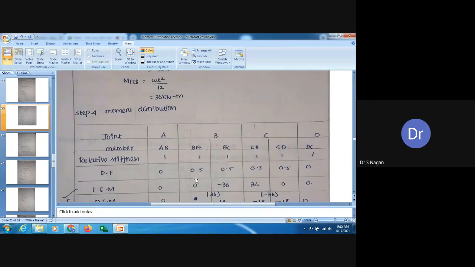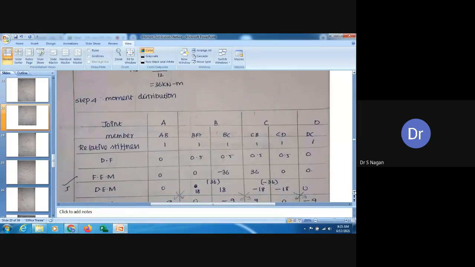So immediately after fixed end moment, we should write distributed end moment, DEM. FEM is fixed end moment. DEM is distributed end moment. Okay, now we should tell our students how to do this process, because this is more important. Distributed end moment is to be done clearly without any mistakes.